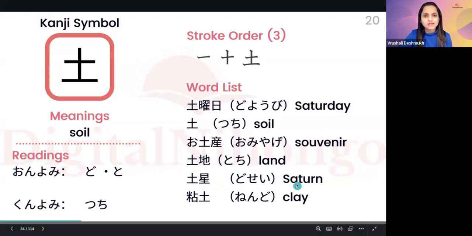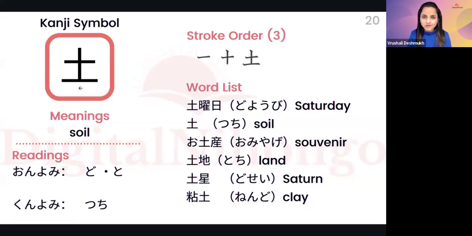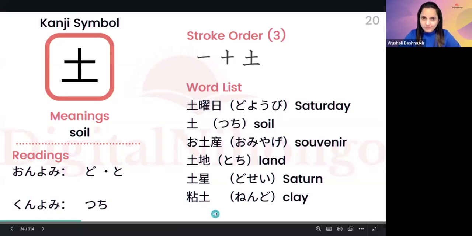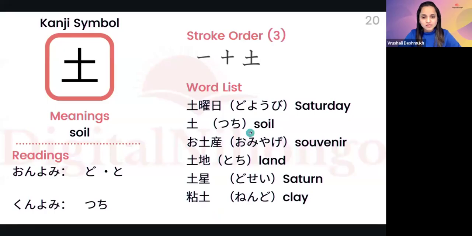Dosei is Saturn. And nendo is clay. These are the different words based on this kanji. For the beginner level, you are not expected to remember each and every word. But yes, basic words like doyobi and tsuchi, these you have to remember.